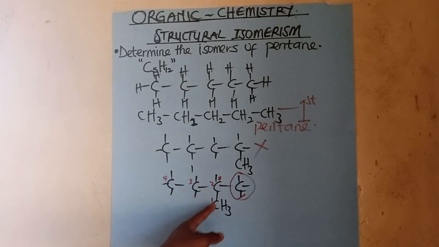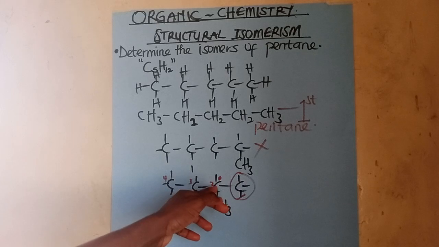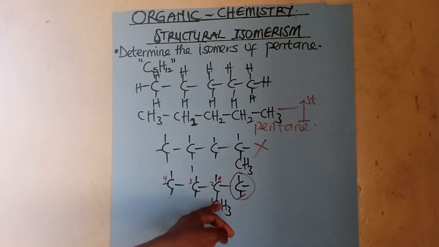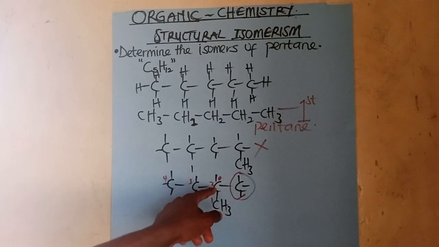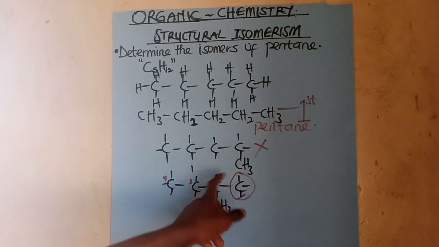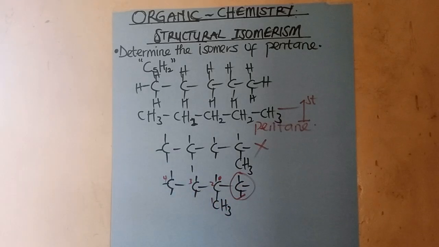1 2 3 4, I'm using this trend 1 2 3 4 because this is 1, this is 2, this is 3, this is 4. So the naming of this is now what? 2-methyl, because of carbon 2. My substituent of methyl is attached to carbon 2. That is 2-methyl what? Butane.